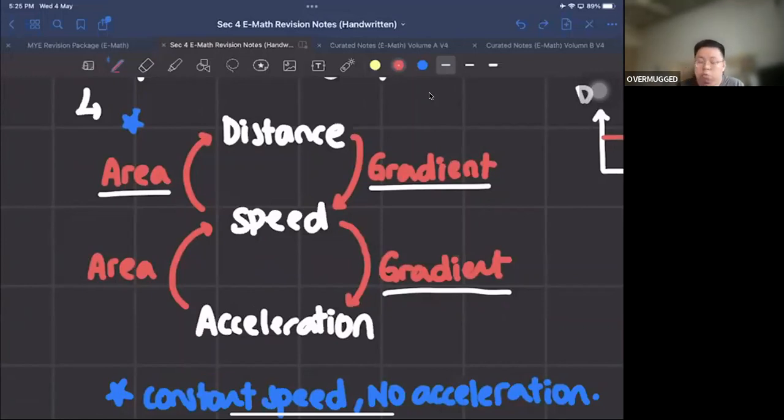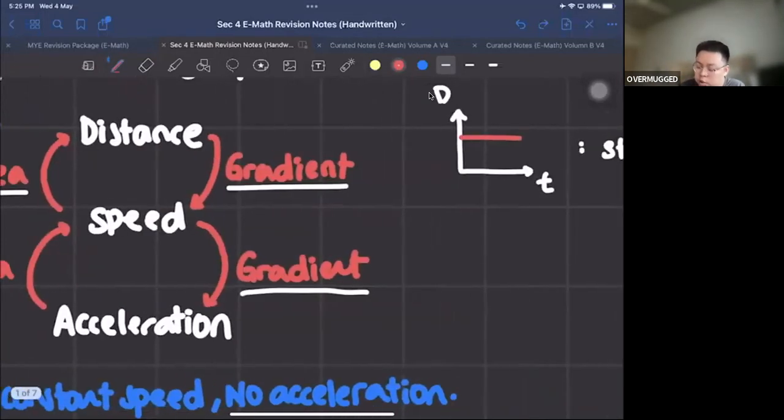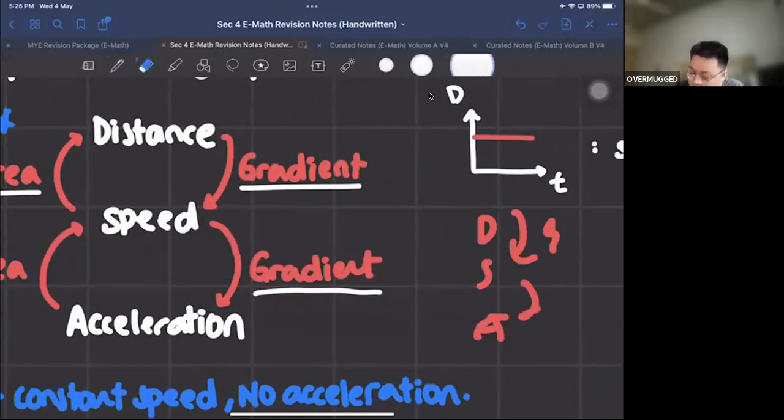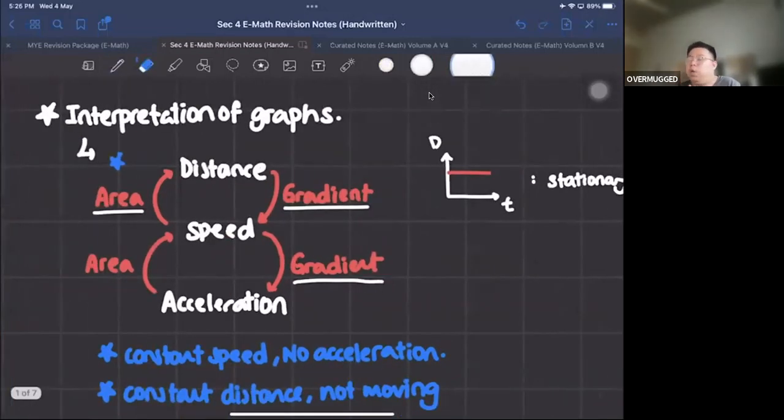Now, of course, you don't need to write it so nicely. Most students will just do D, S, A, then just remember this is G, and so on. Apologies for my horrendous handwriting. Now, this chart will actually tell you what you need. So if the question gives you a speed time graph and asks me for distance, I straight away look at my diagram. I know I'm going to find the area under the curve.